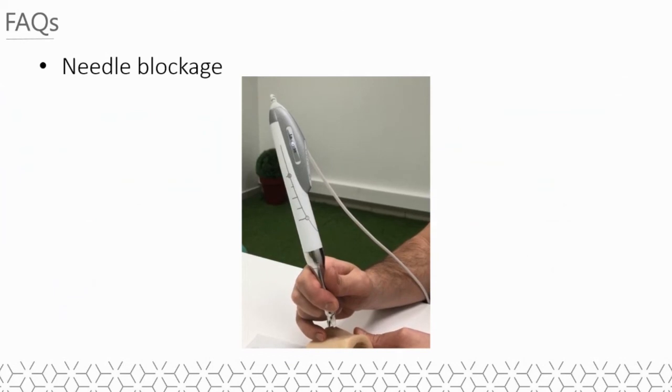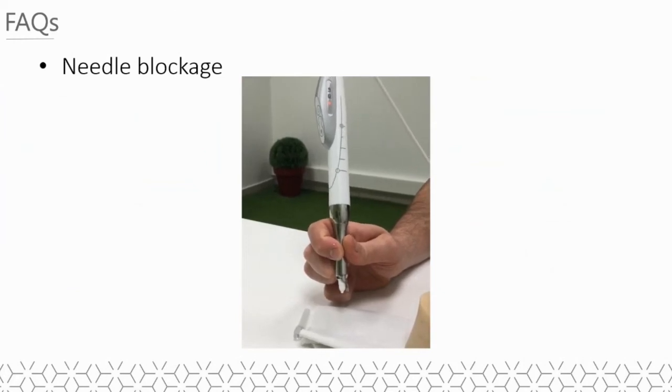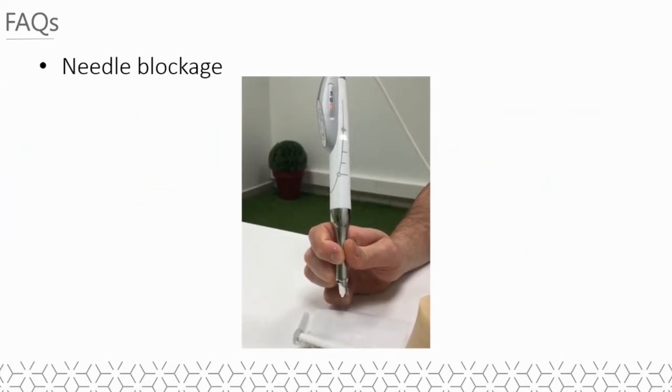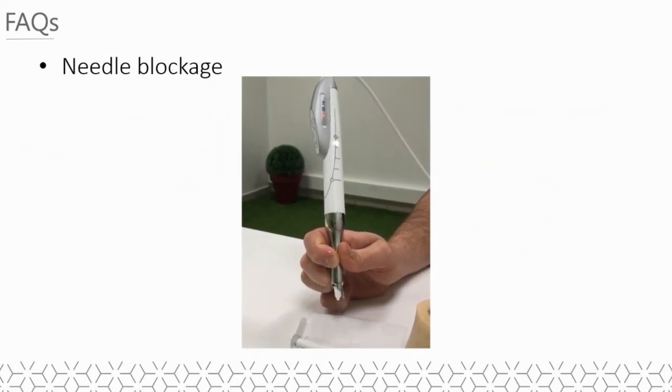Needle blockage is detected when, after starting the intraosseous injection, the QuickSleeper suddenly stops injecting, you hear a beep and the device shuts down. The shutdown is there to prevent the cartridge from breaking due to excessive pressure.